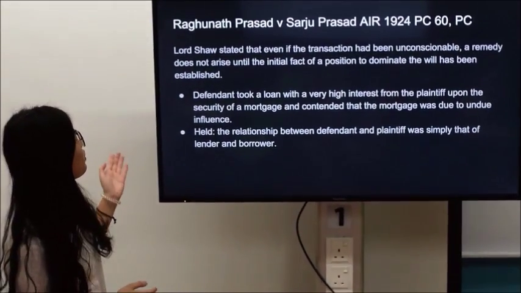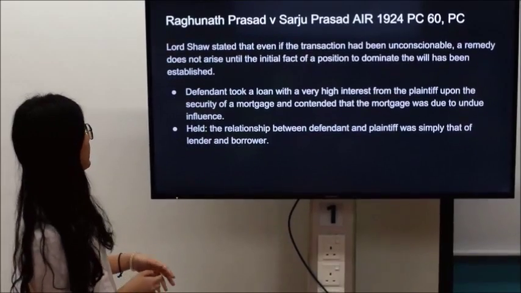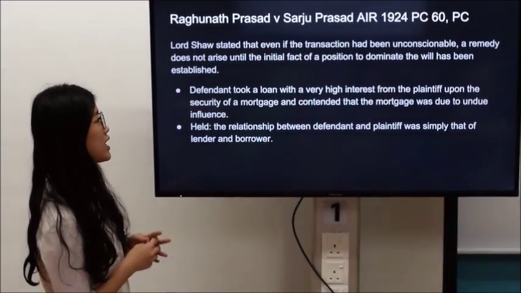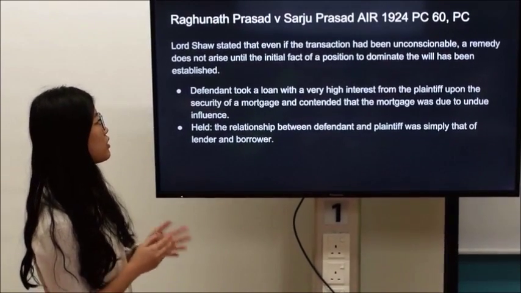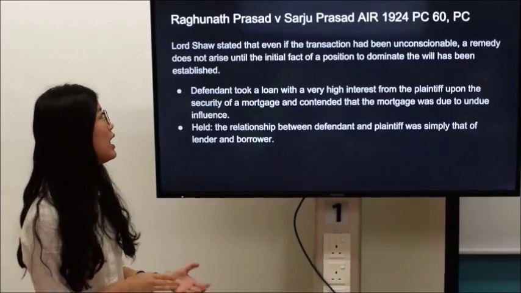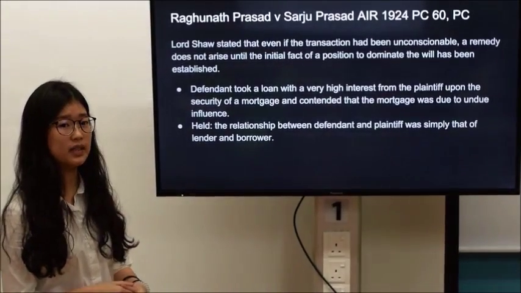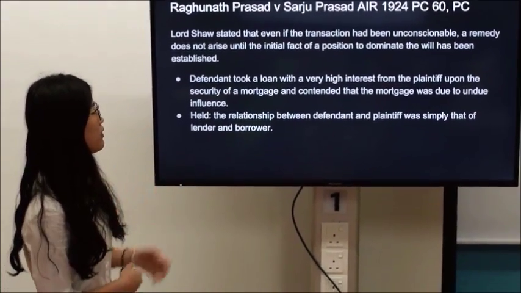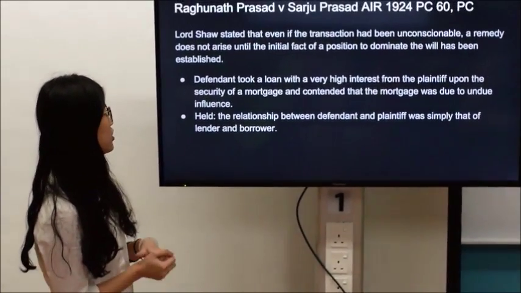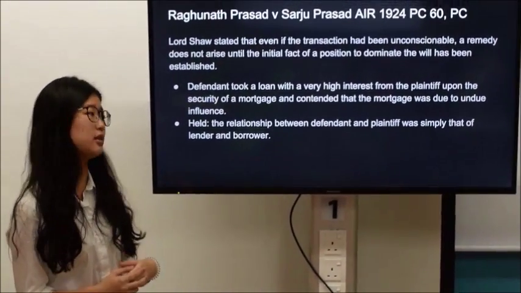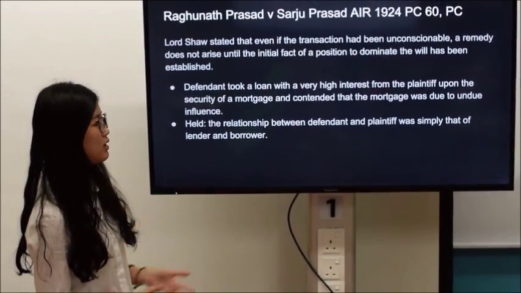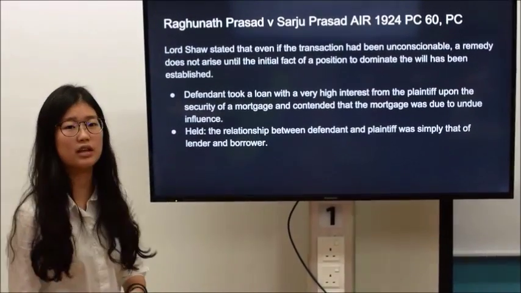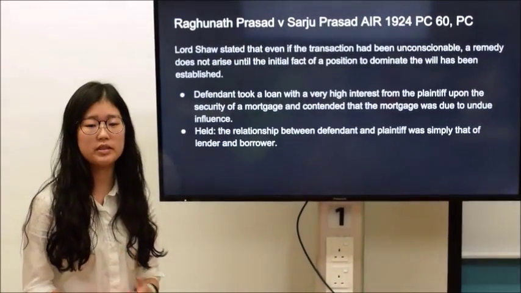In the case of Raghunath Prasad against Sarju Prasad, Lord Shaw stated that even if the transaction had been unconscionable, a remedy does not arise until the initial fact of a position to dominate the will has been established. In this case, the defendant took a loan with a very high interest from the plaintiff upon security of a mortgage and contended that the mortgage was due to undue influence. It was held that the relationship between defendant and plaintiff was simply that of lender and borrower, and that there was no dominant party in the transaction.